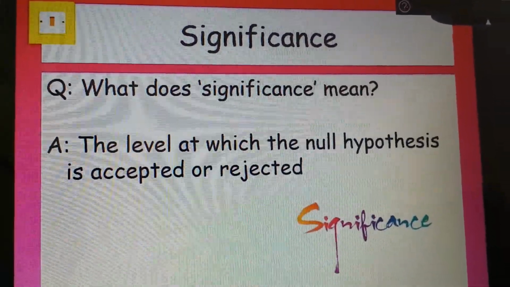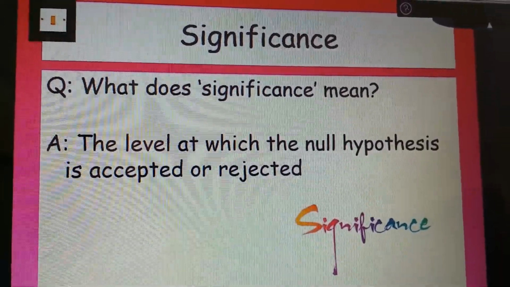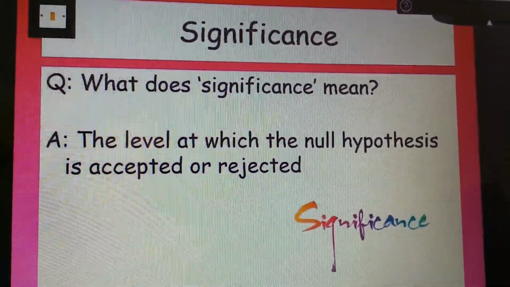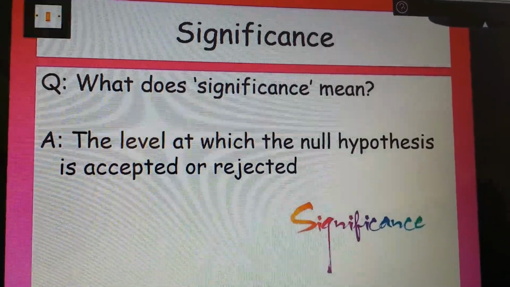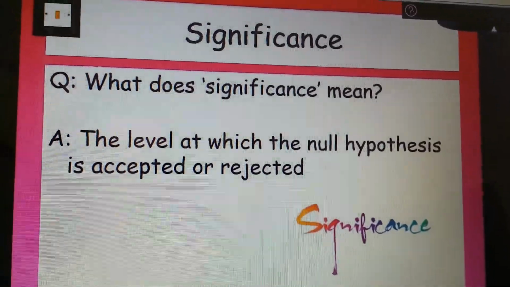So we move on to significance. What does significant mean? This is the level at which we can reject the null hypothesis and accept our experimental or alternative hypothesis.